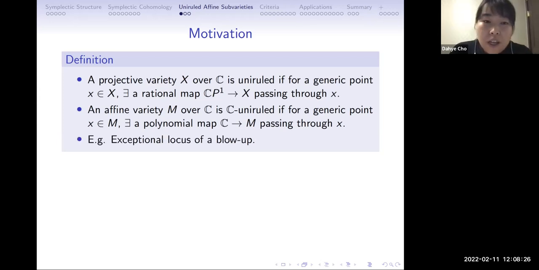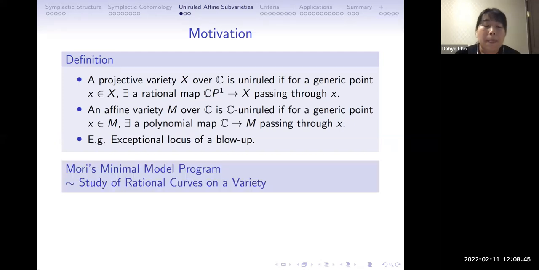For example, when you blow up a point, the exceptional locus contains all the directions. Remember, it is a uniruled subvariety.